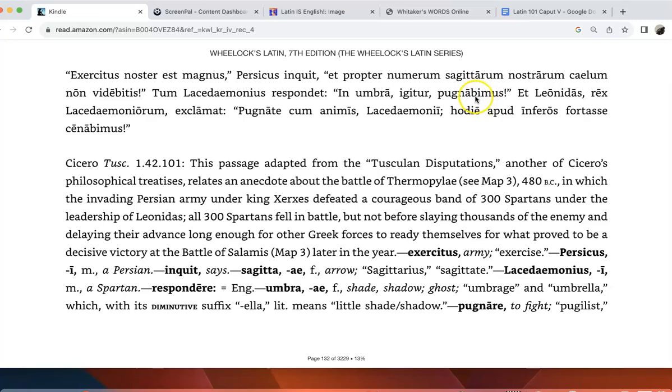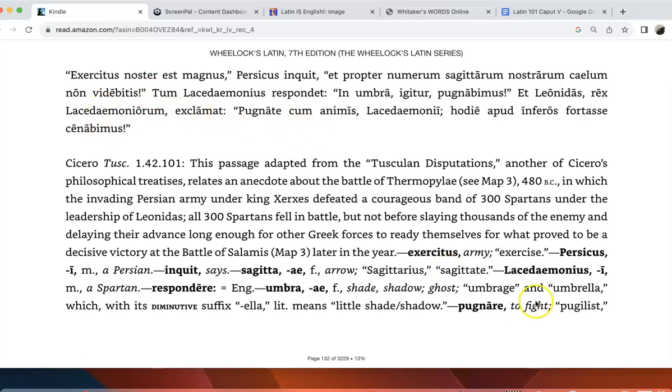So what's important here, among other things, is the ending that tells us it's future tense, and then mus means we, and then here we just probably have to follow the vocab down here. And Leonidas, the king of the Spartans, shouts, fight with courage, Spartans. Today, among the dead, perhaps we will dine.